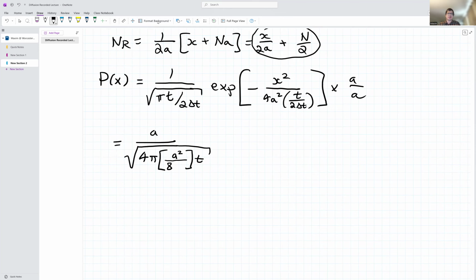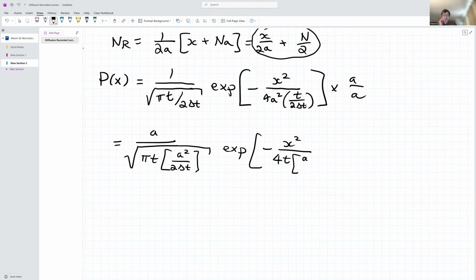No, so let's not do that. Let's just, I think I'm trying to do a little too much at once. So let's just do pi times t, and then so far we have a squared over 2 delta t. We have this kind of combination. And then up here we have exponential of minus x squared over 4t, and then it's a squared over 2 delta t.